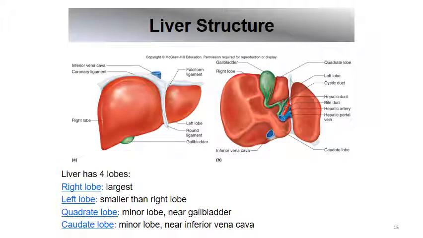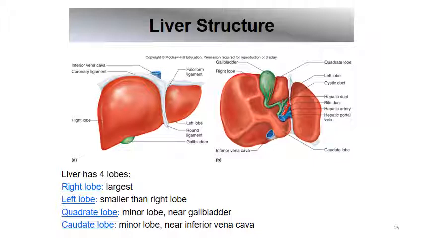Next, the liver. We're going to learn that it has four parts. The right lobe is the largest, then next to that is the left. Then in the back, we're going to see a square-shaped part. That's the quadrate lobe. So quad, think four, has four sides. And the caudate is the smaller lobe, right next to the inferior vena cava.